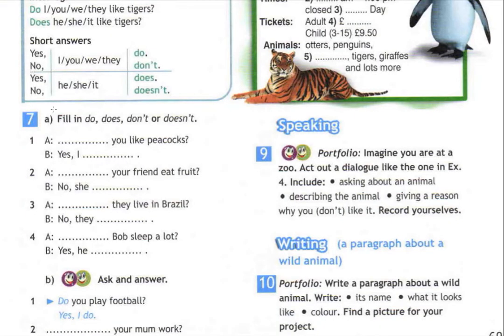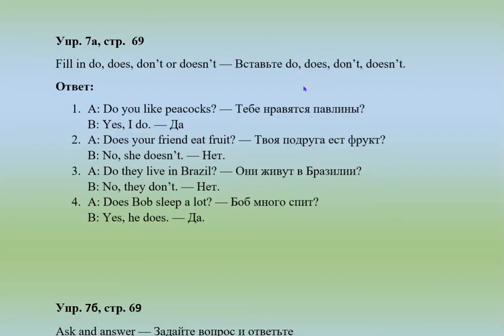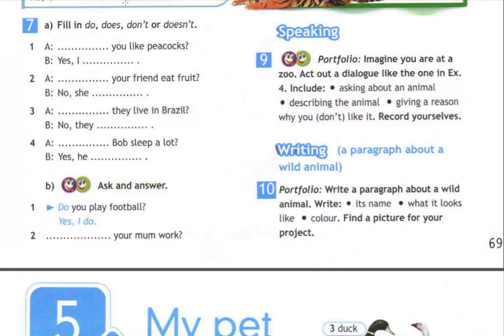And now we must do exercise number 7. Letter A. Fill in do, does, don't or doesn't. Вставьте do, does, don't, doesn't. The answer. Number 1. Do you like peacocks? Yes, I do. Number 2. Does your friend eat fruit? No, she doesn't. Number 3. Do they live in Brazil? No, they don't. Number 4. Does Bob sleep a lot? Yes, he does. And now we do exercise number 7, letter B.